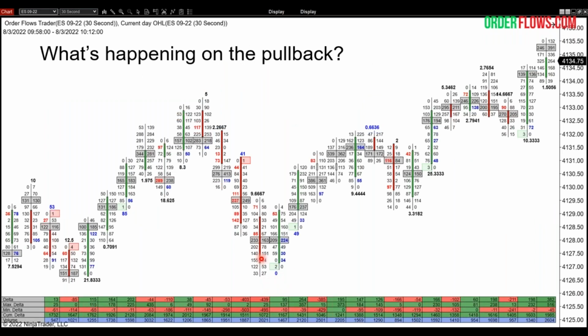What's happening on this pullback? Well, you pulled back, you got some aggressive selling, great. But now you got a bar, it's got 1, 2, 3 aggressive buys. Aggressive buyers are coming in. It's got the positive delta. Your negative delta is gone. It's flipped to positive delta. Right? What do you think the trade is? It's to the upside.